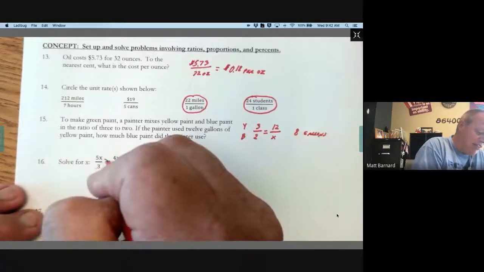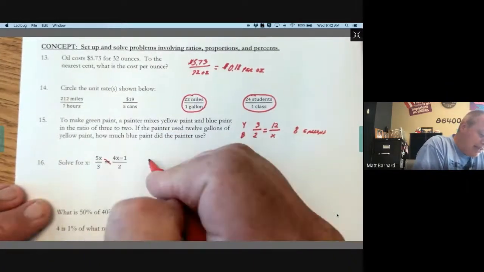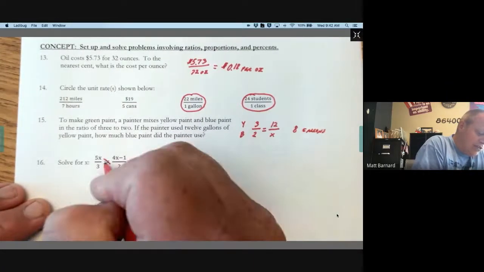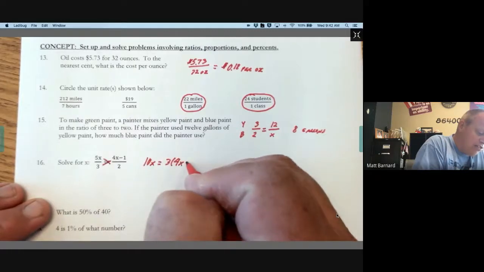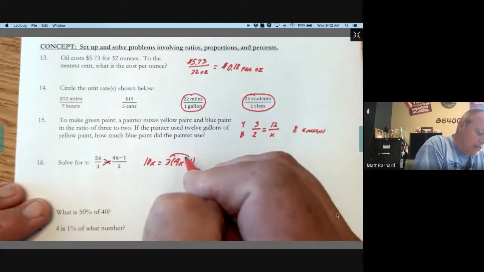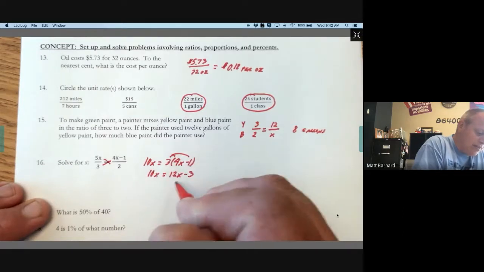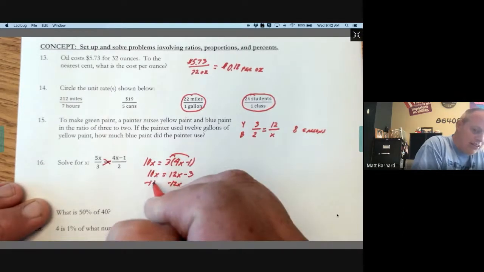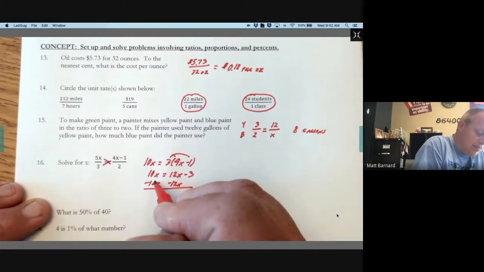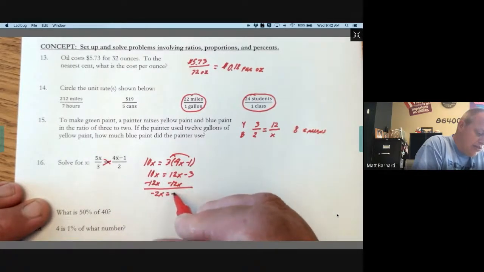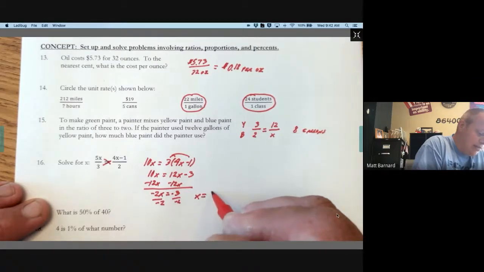Speaking of cross multiply, let's do that on 16. Let's take 5x times 2. That's 10x. And we're going to take 3 times the quantity 4x minus 1. Going to have to distribute that through, aren't we? So that's 12x minus 3. Now I'm going to take 12x away from both sides. Going to get me negative 2x equals negative 3. Divide both sides by negative 2, and we get 3/2.